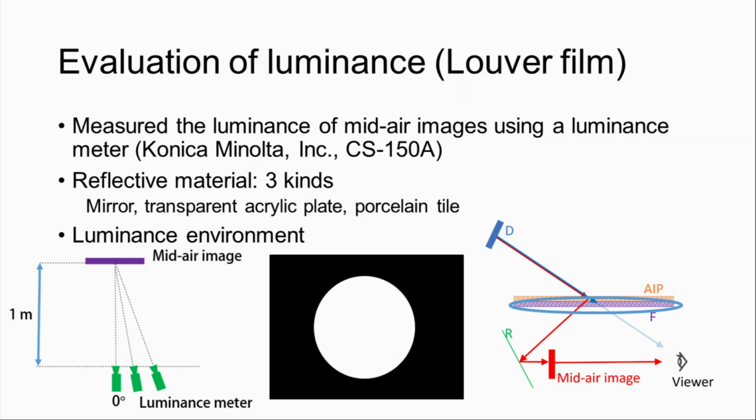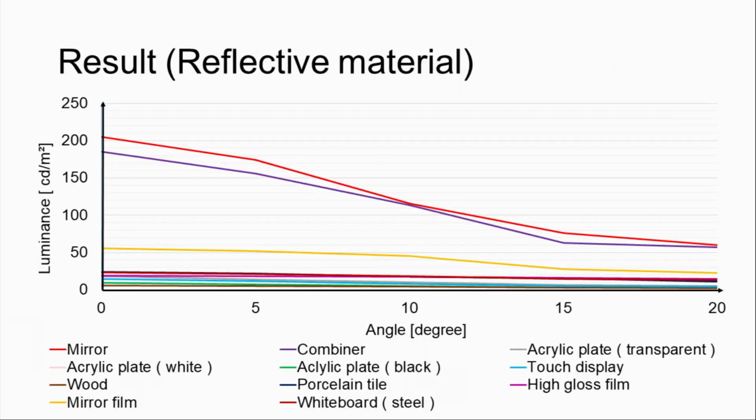We also measured how much luminance decreased by installing a Louver film. We used 3 reflective materials: mirror, transparent acrylic plate, and porcelain tile. The measurement condition is the same as the luminance evaluation. The experimental results are shown in the graph.